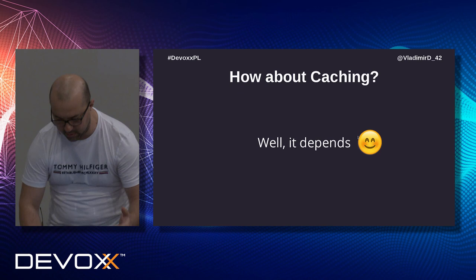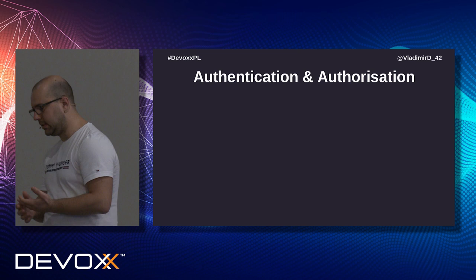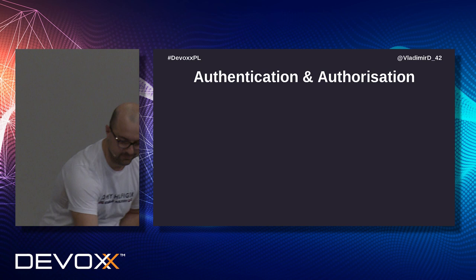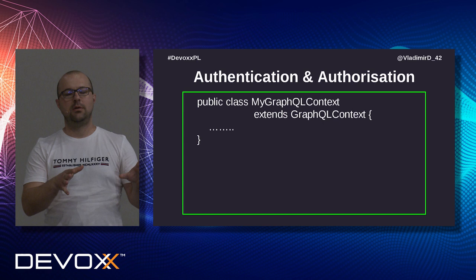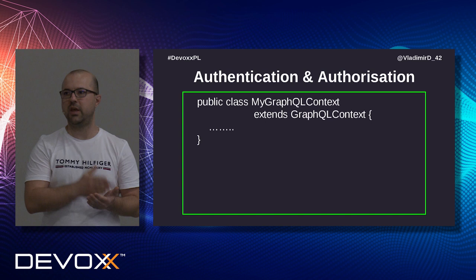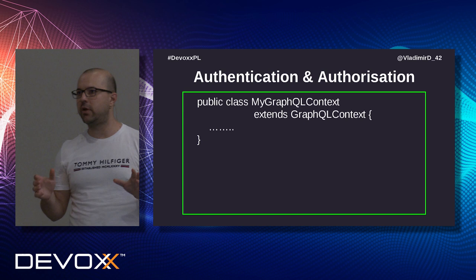Another thing that I'm very often asked is, okay, what happens with authentication and authorization? Well, again, it depends. If we go pure GraphQL, really the specification case, GraphQL doesn't care about caching, it doesn't care about authentication and authorization, at least at the moment. So it's up to you and the implementation that you're using to actually protect yourself from that.